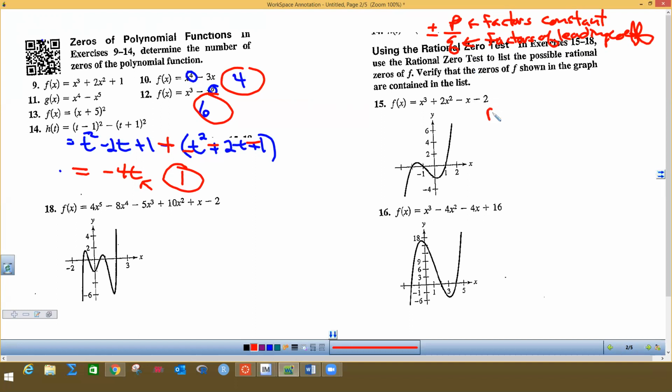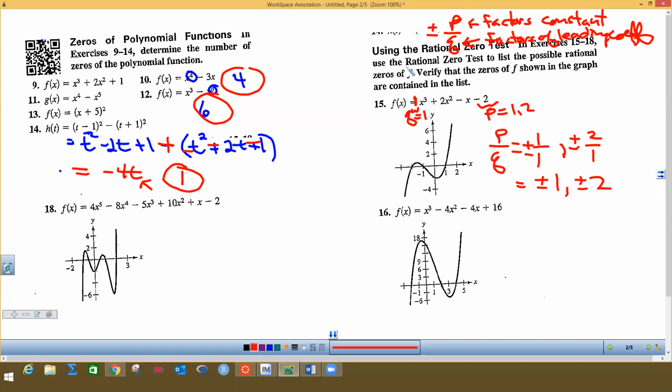So when I look at this negative 2, this is the p. So the only factors of 2 are 1 and 2. When I look at the biggest exponent, which is 1, there's the number 1 in front. That is your q. And the only factors of 1 are 1. So when you do all of your p over q's, you put this 1 over 1, because the p is 1, the q is 1. And then you put this 2 over 1. And then if you can simplify them, you do. So the only possible factors are positive, negative 1, positive, negative 2.